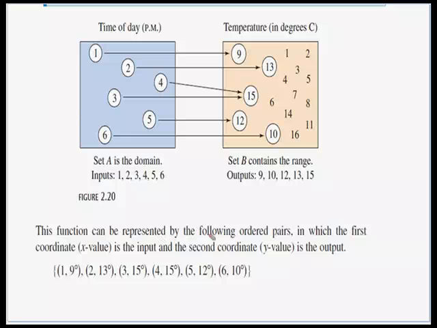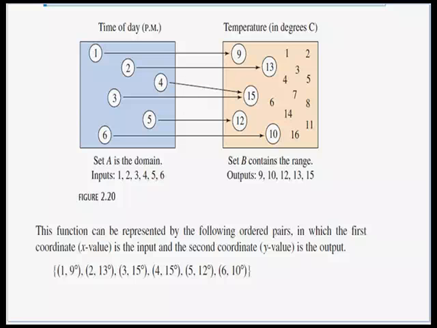So this function can be represented by the following ordered pairs, in which the first coordinate, the x value, is the input, and the second coordinate, the y value, is the output. So here the 1 was paired up with 9, that's 1, 9 degrees. 2 was paired up with the 13, 2, 13 degrees, and so on and so forth. Now notice up here, a real important thing to see is 4 got mapped to the 15, and so did the 3. That is perfectly legal. 2 different inputs can be mapped to the same output.